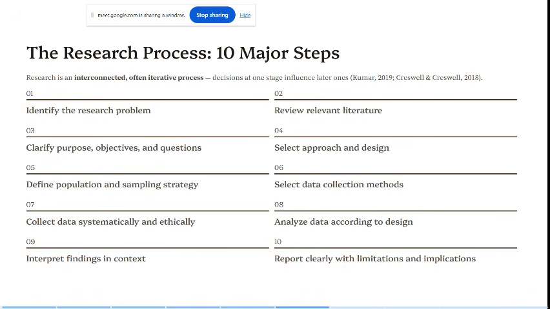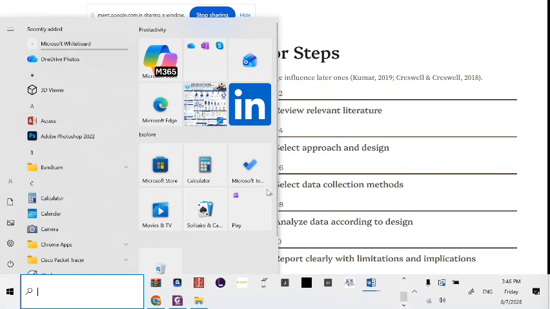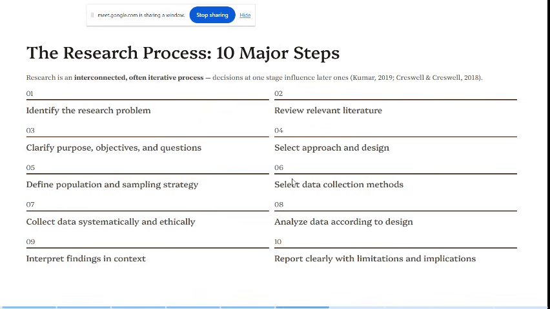So let's move to the next slide, and this is the research process. We have 10 major steps in doing a research process. First of all is identifying the research problems, which we will go through in the practical session. Then clarifying purpose, objectives, and questions, reviewing relevant literature, and after that, selecting an approach and a design for your study.